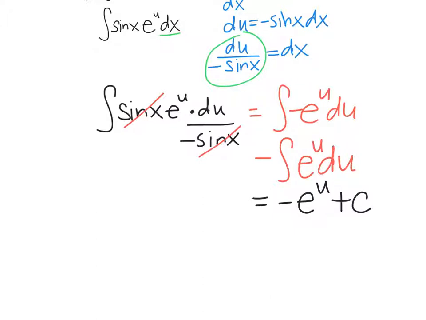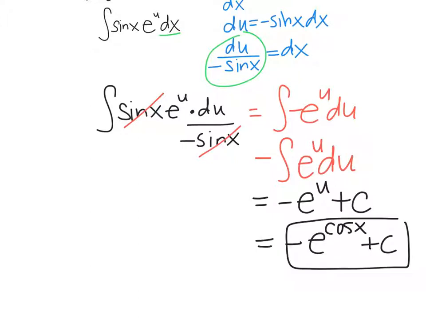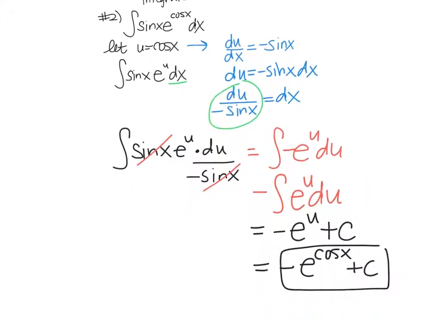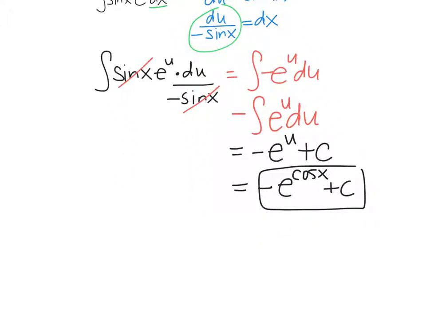Okay, finally, the last thing that you want to do is go back and put your answer in terms of x. So what was u equal to way back when? Cosine x. So this is equal to negative e to the cosine x plus c. And if you were to take the derivative of that, you would get sine x e to the cosine x dx, because that's chain rule. Good, huh? It's a lot, though.